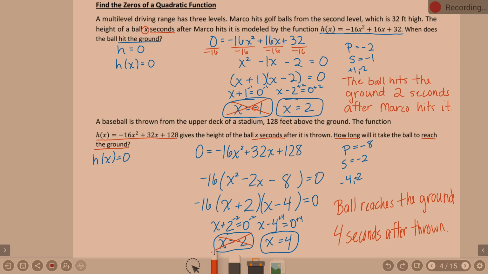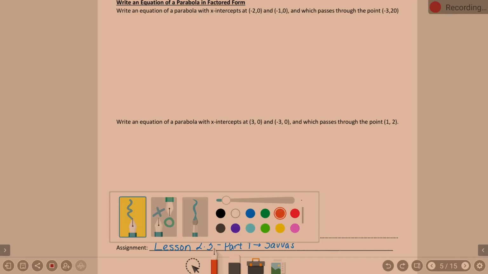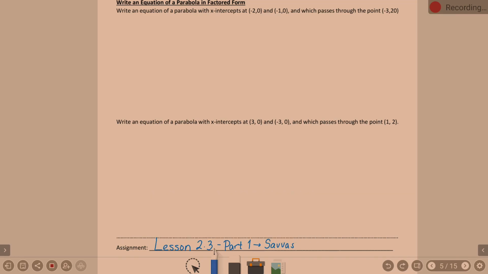Now, let's go to the back page. We've got one more section here, and this is another way to write an equation. As you look at this next page, they're asking us to write an equation of a parabola. They're giving us the x-intercepts, telling us that this parabola is crossing the x-axis 2 times, and they're going to give us another point it passes through. I'm going to write an equation for you.